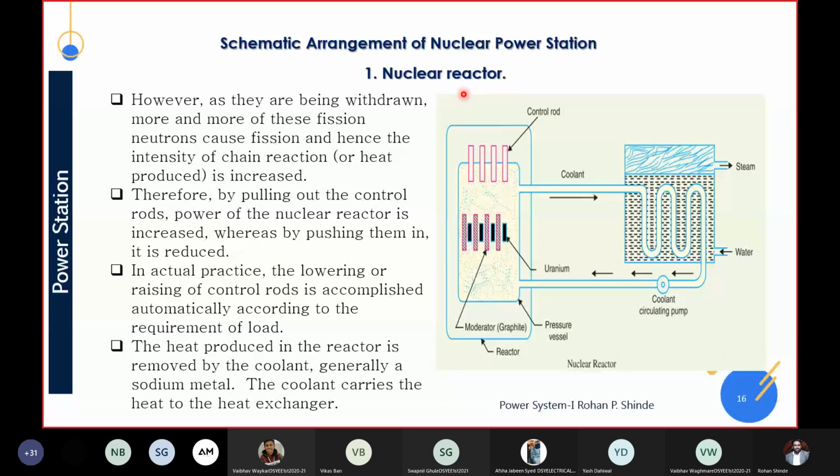Now see here, these are the internal structure of the nuclear reactor. I have already told you that it looks like a vessel. In that vessel, some control rods are there, some moderator rods, that is nothing but graphite rods, are there, and some uranium rods are there. So see here, this black color is the uranium rods, these are the moderator or graphite rods, and these are the control rods.